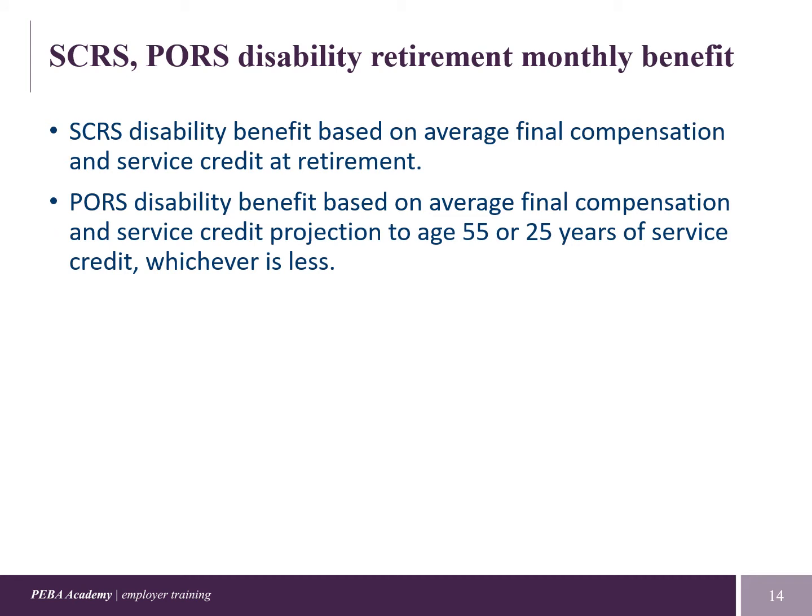The SCRS disability benefit is based on the member's AFC and service credit at retirement. The PORS disability benefit is based on the member's AFC at retirement and a projection of the member's service credit to age 55 or 25 years, whichever is less.